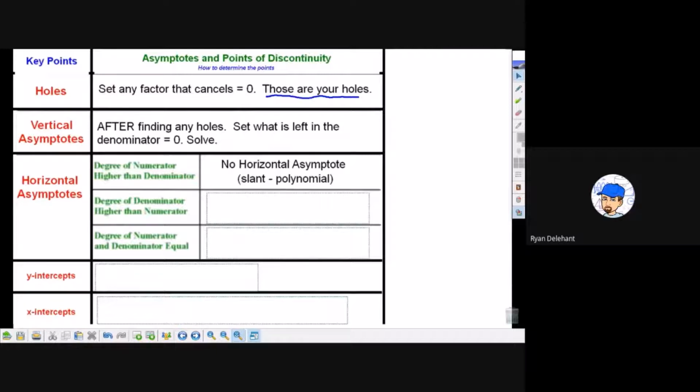I'll show you eventually how to do it, but we've got to learn some more stuff that we're going to learn later on. If the degree of the denominator, so the bottom is bigger than the top, degree of the denominator is higher than the numerator, bottom bigger than the top, your answer for your asymptote is always y equals 0. And that's an equation of a line.